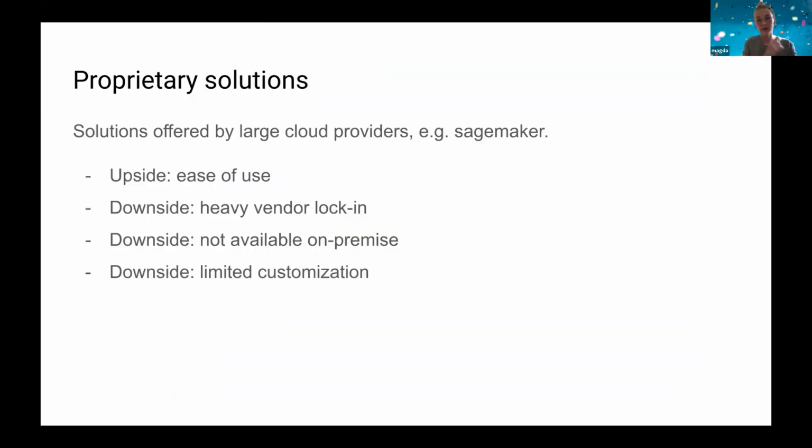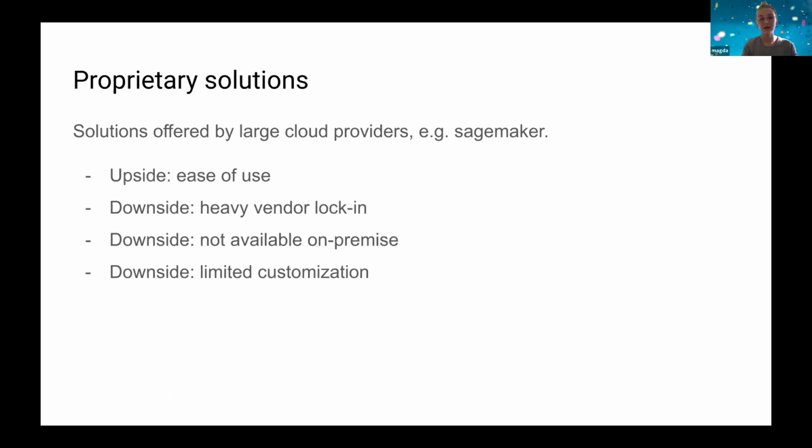So when we look at MLOps solutions for your team, then we probably start looking at the large cloud providers first, for example, Google Cloud or AWS. And SageMaker is something that pops up really often. So there are good sides and bad sides to these big proprietary solutions. The upside is definitely the ease of use.